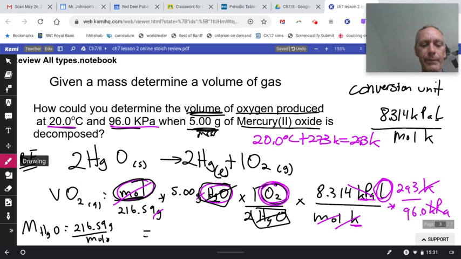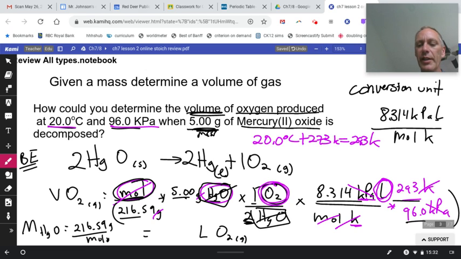It's amazing. So when I'm done here, I will have liters of O2 gas. So it's going to be 5 times 1 times 8.314 times 293 divided by the bottom in brackets, 216.59 times 2 times 96. And you do all of that and it works out to 0.2928 liters. And we have 3 sig digs, 0.293 liters of O2. So that's called a mixed stoich problem.